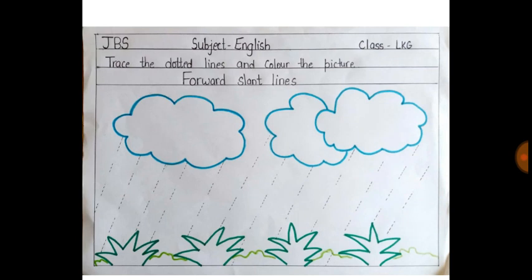Forward slant line. So parents, here you can guide them about the beauty of nature like clouds, raindrops, plants and grass, and tell them to trace the dotted line and name the strokes as well. And tell them this is a scene of the rainy season. So they have to join the raindrops. After completing the tracing, ask for coloring also.